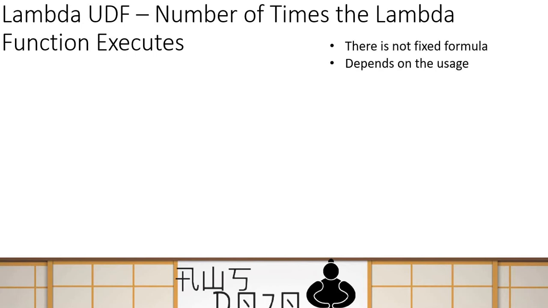Now, there is no fixed formula for that, and it really depends on how you use it. So it's very important to understand how you use the Lambda function, and based on that, you can determine how many times it will be called. I'll give you 3 examples: 2 I got from the AWS documentation itself, and 1 from the exercise I have built for you for this video.